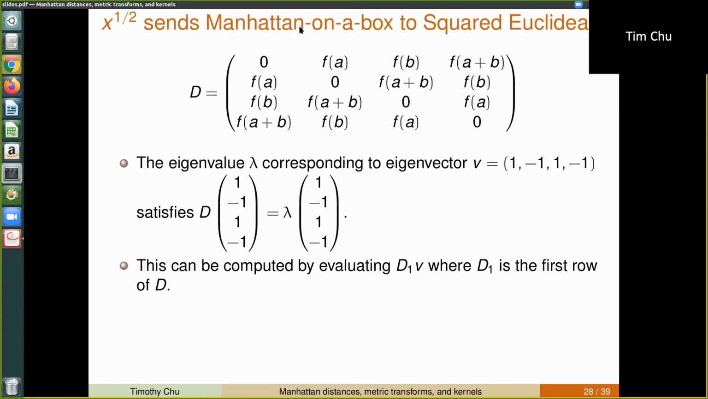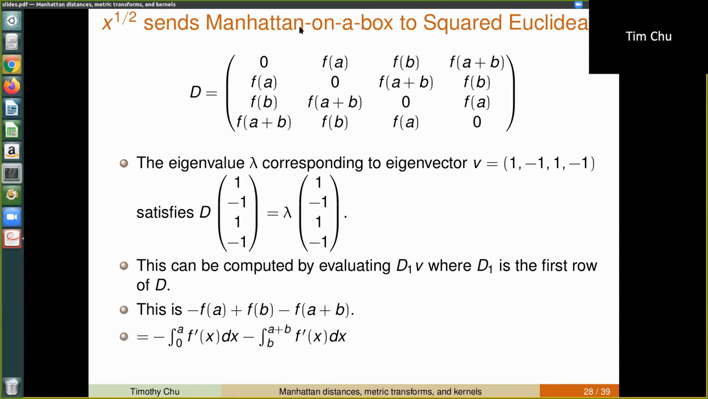But this can just be calculated by evaluating the first row of D times v. And that's equal to negative f of a plus f of b minus f of a plus b. Now, by the fundamental theorem of calculus, it's equal to this kind of interesting integral formula over here. So this is one of the eigenvalues of the matrix D. And I claim this will always be negative, or at least not positive. And my question for you is, why? What property of f makes this last expression always negative, no matter what a and b are?